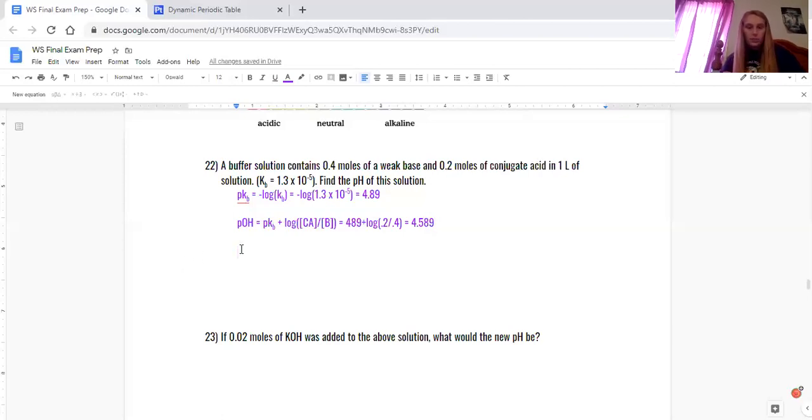So now we can go ahead and find our pH. pH is equal to 14 minus our pOH, so we're going to have 14 minus 4.589, which is going to equal 9.411. And there's your pH.